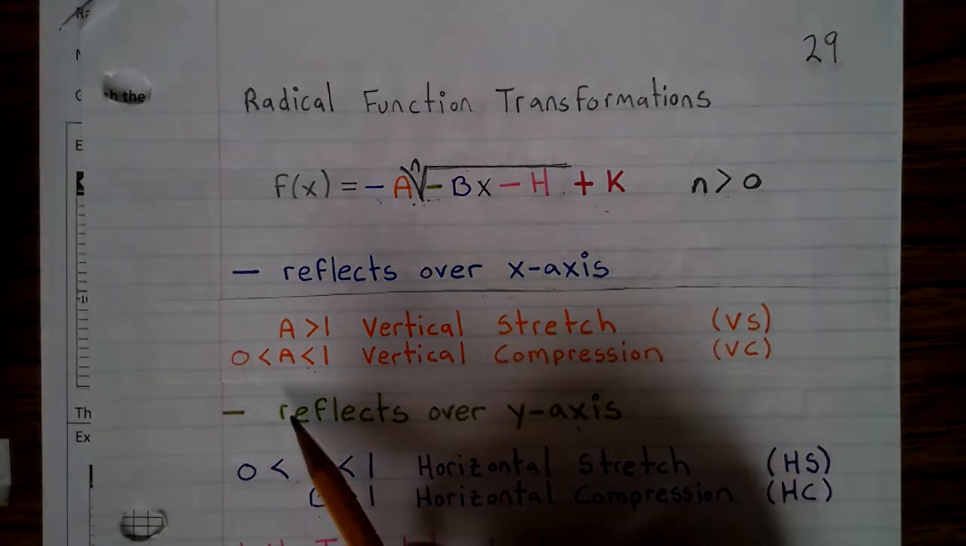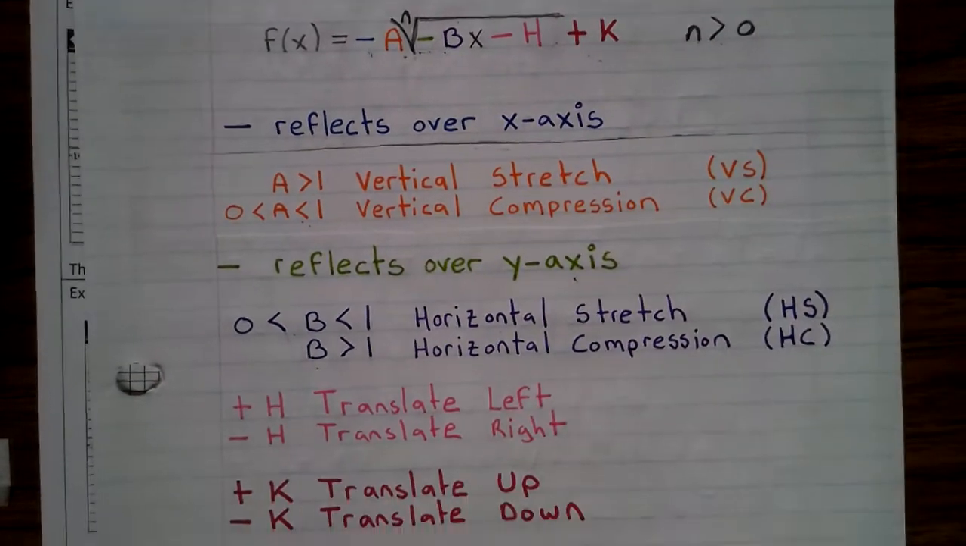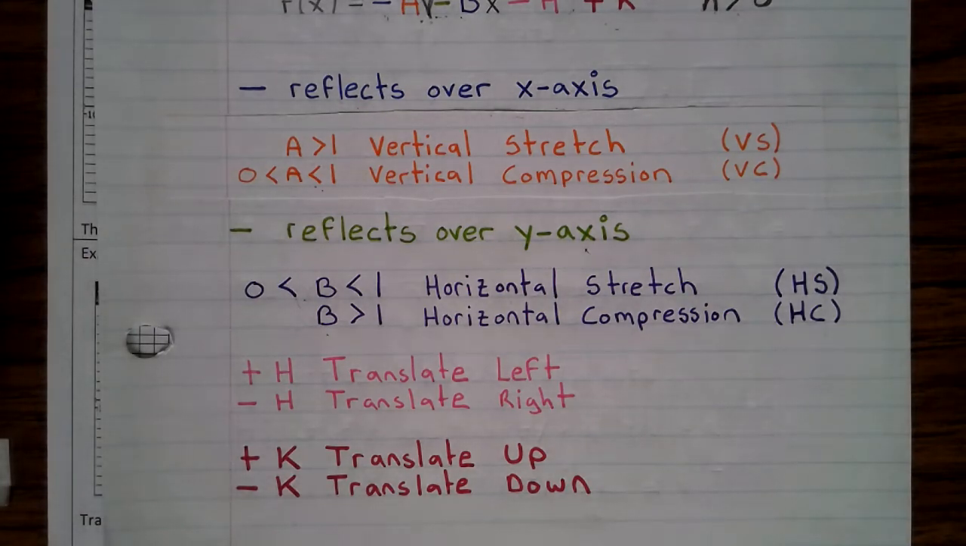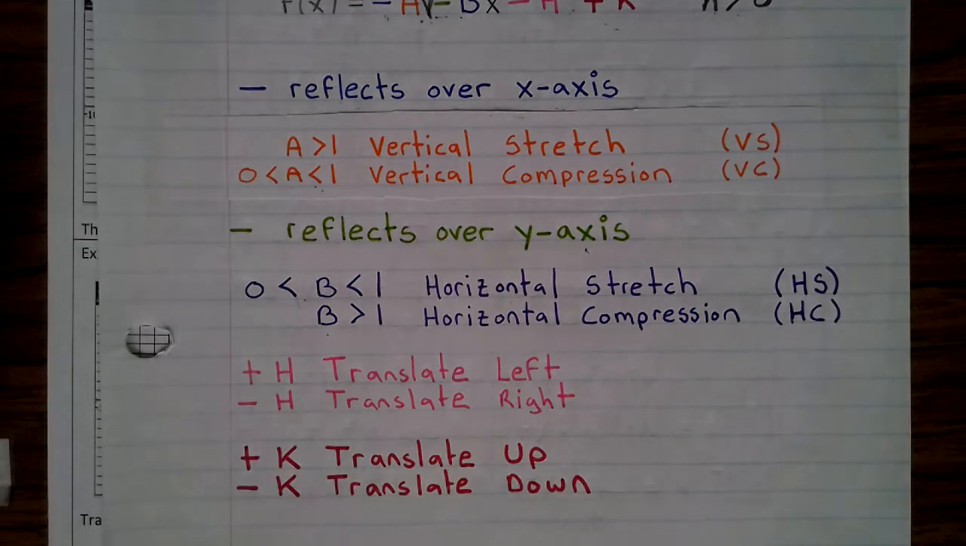When negative is inside, it reflects over the y-axis. When b is greater than 0 but less than 1, it's a horizontal stretch. When b is greater than 1, it's a horizontal compression. If it's plus h, it translates left. Minus h, it translates right. Plus k translates up. Minus k translates down. Update your notes. All right, now your notes are updated.